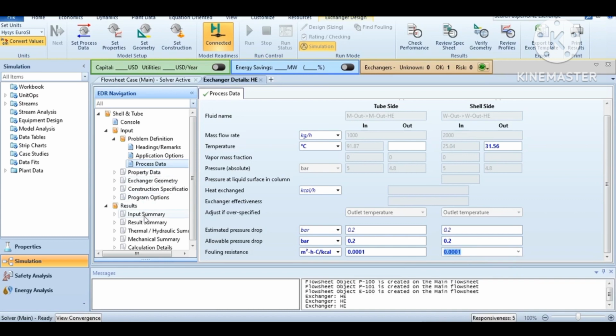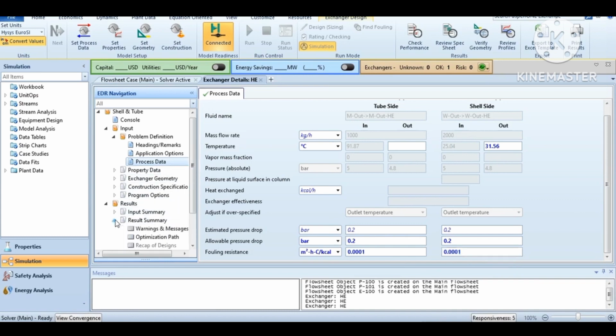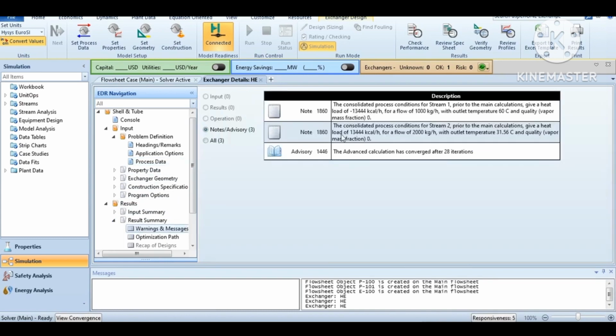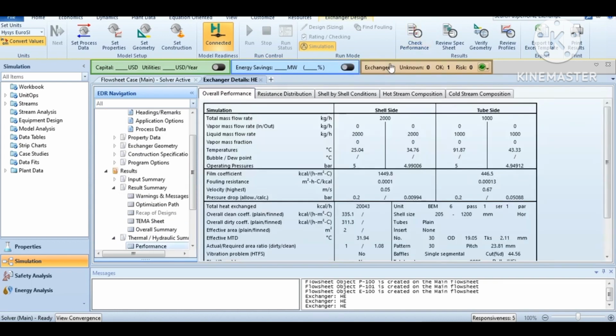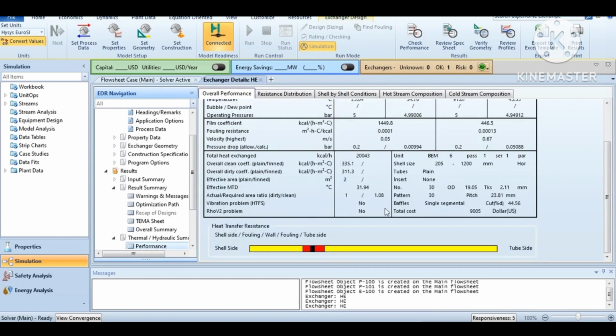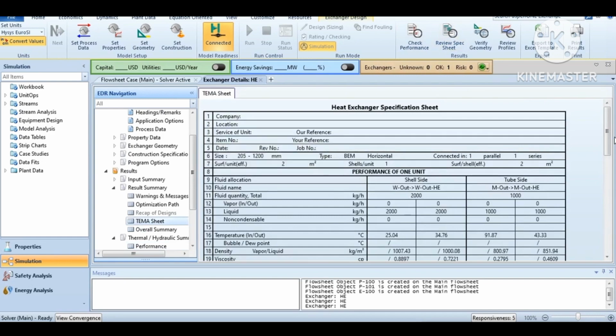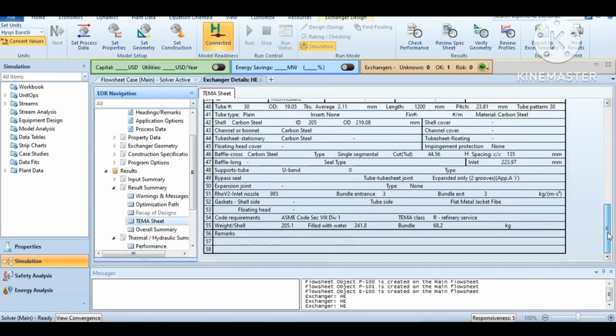Now you will go back to the result summary and warnings, and as you see, this warning has been removed and the advanced calculation has converged after 28 iterations. So you can go to check performance and you can see your results over here as well. All the results, problems, total cost, shell size, tube size. Similarly, you can review the spec sheet as well. This is a spec sheet that has been created by Aspen for you.